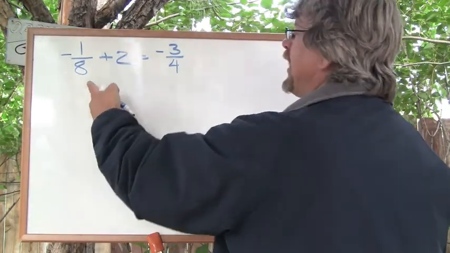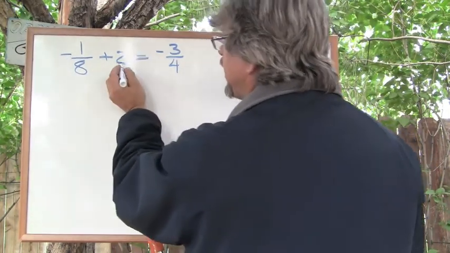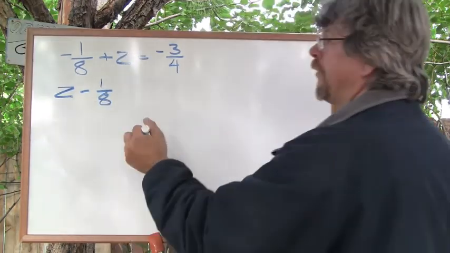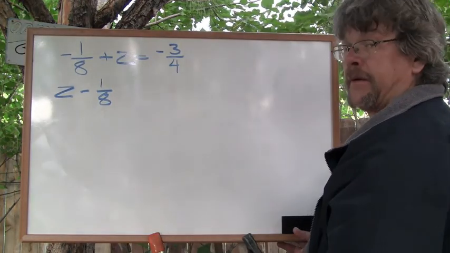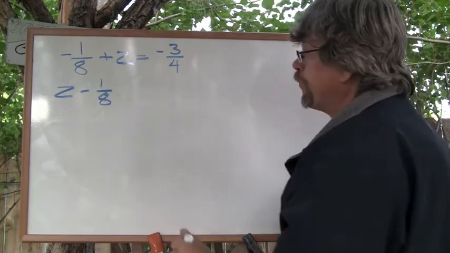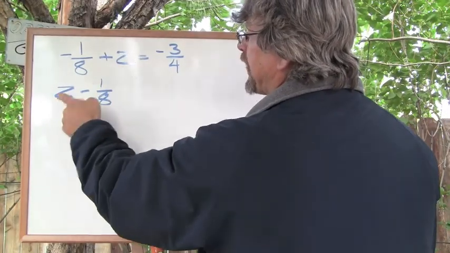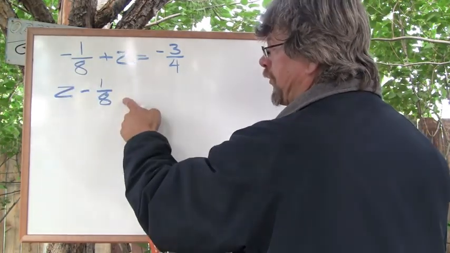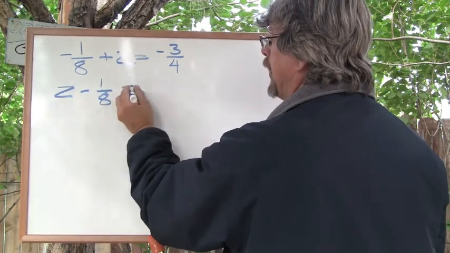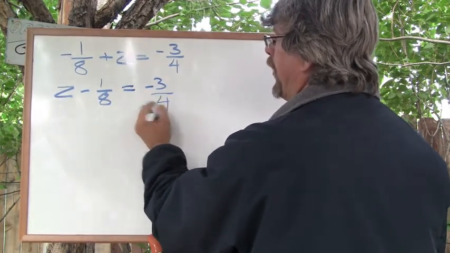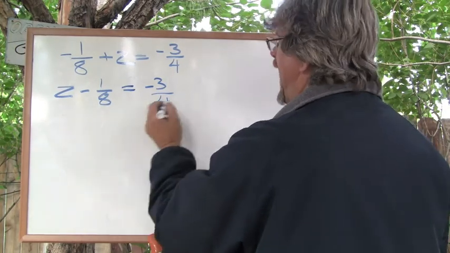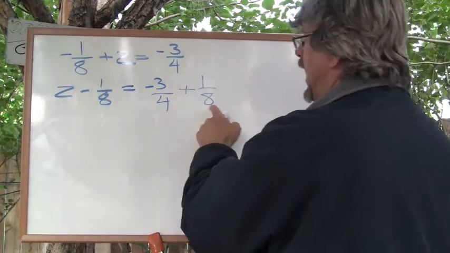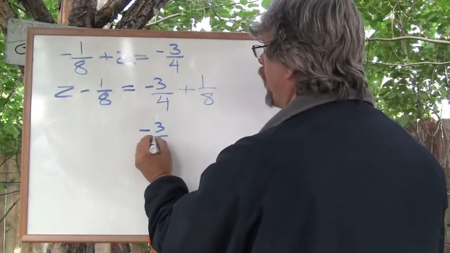Okay, here we have z, someone's added a negative 1/8. This is equivalent to z minus 1/8. Those two are the same thing, just so you understand. As long as you keep the positive sign and keep the negative sign with addition and subtraction, you can switch those around, but you have to keep the same sign. Negative 3/4. Well, someone subtracted, so we're going to add 1/8. We need a common denominator because we're adding.